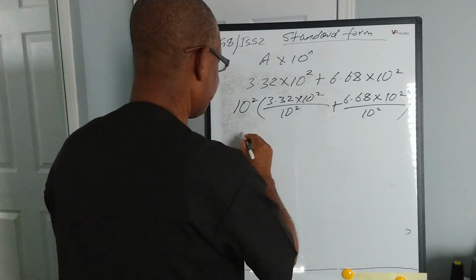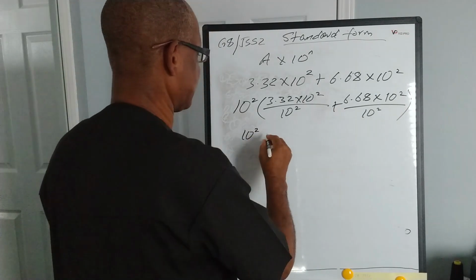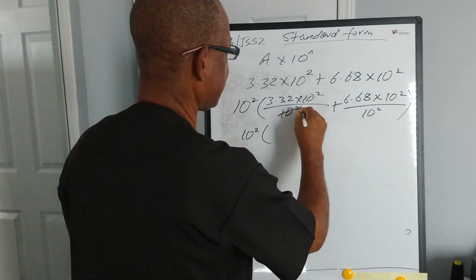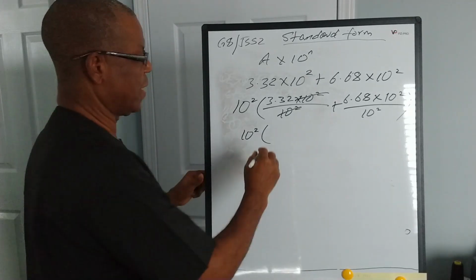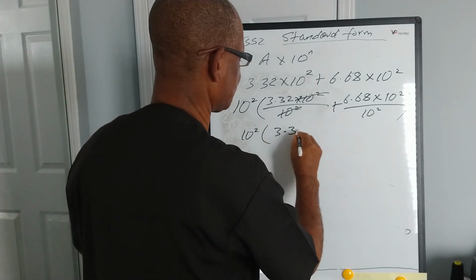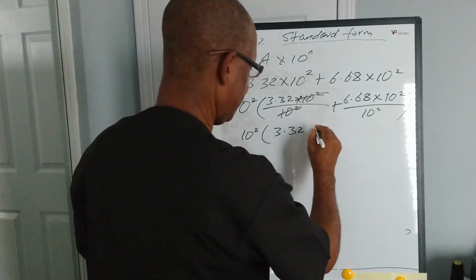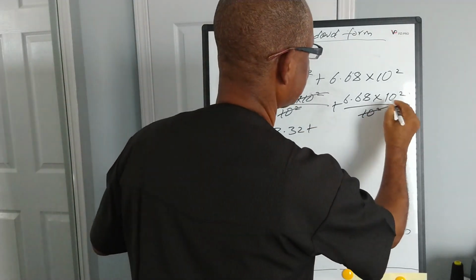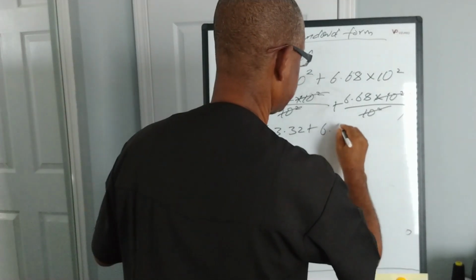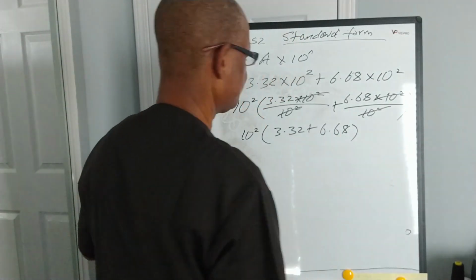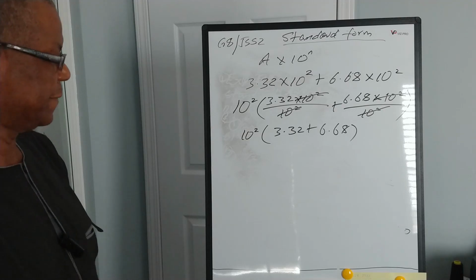So we have 10 raised to the power 2 as a common factor. This 10 raised to the power 2 cancels this 10 raised to the power 2. What do we have left? We have 3.32 left. Plus the 10 raised to the power 2 cancels the 10 raised to the power 2. We now have 6.68 as a remnant. And then we solve ordinarily.